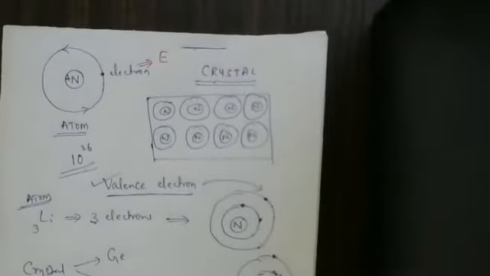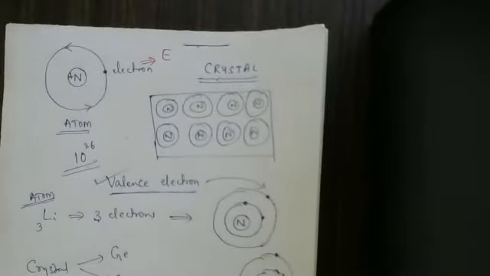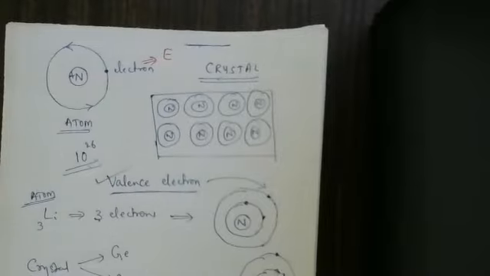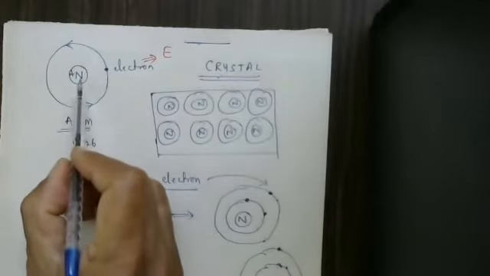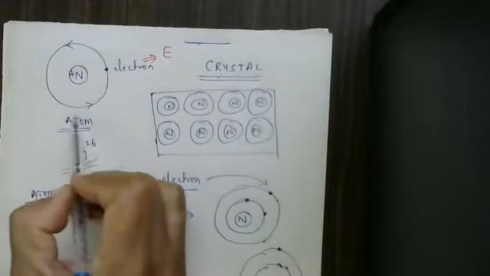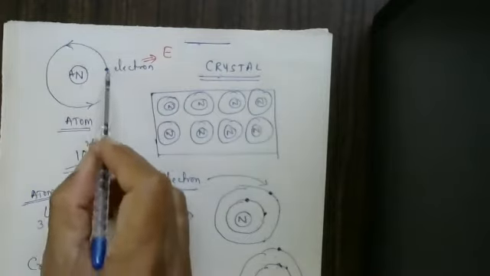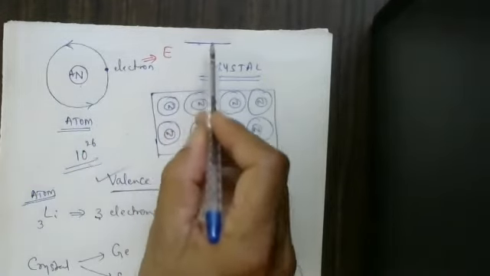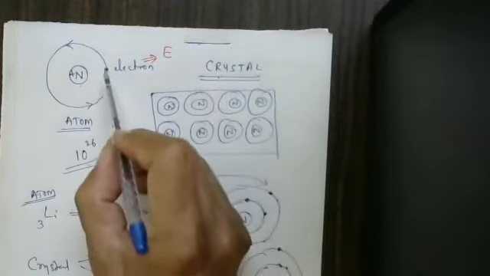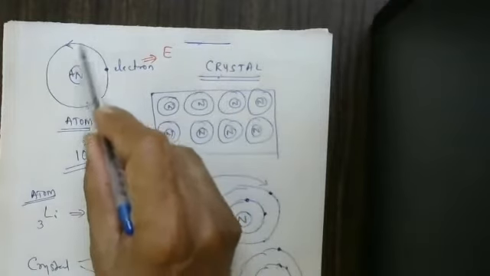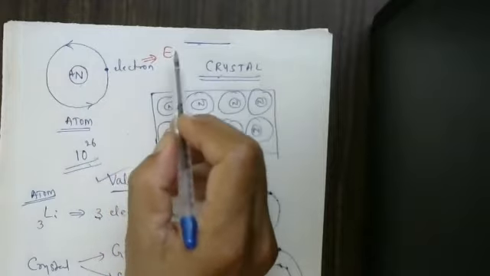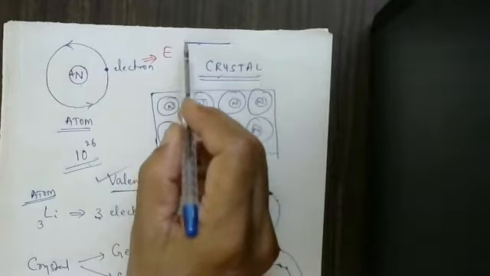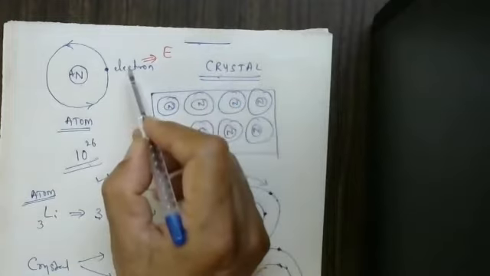Yesterday we discussed some concepts regarding solid state physics, the band theory of solids. According to atomic physics, there is a nucleus, and an electron revolving around the nucleus. That electron has its own energy, and that energy level is written like this. This is the energy level of this electron.